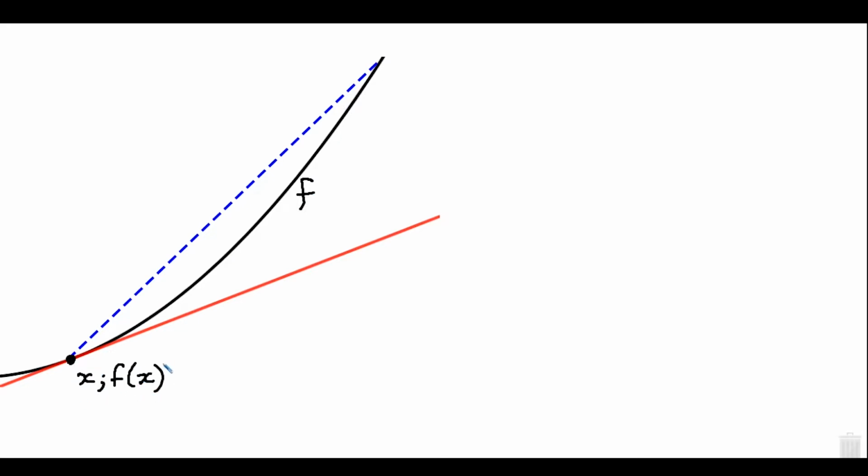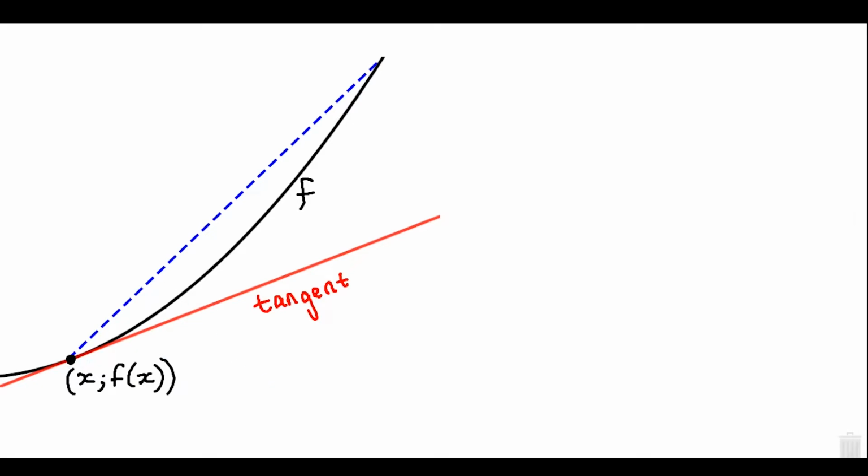That gradient is called the instantaneous gradient because what we can see is that the gradient's actually changing as we move along the curve. The curve's actually getting steeper as we go, right? But we want to know the gradient at this particular point. It will be the same as the gradient of this tangent line at that point. So in other words, what we're really trying to find is the gradient of this red line.